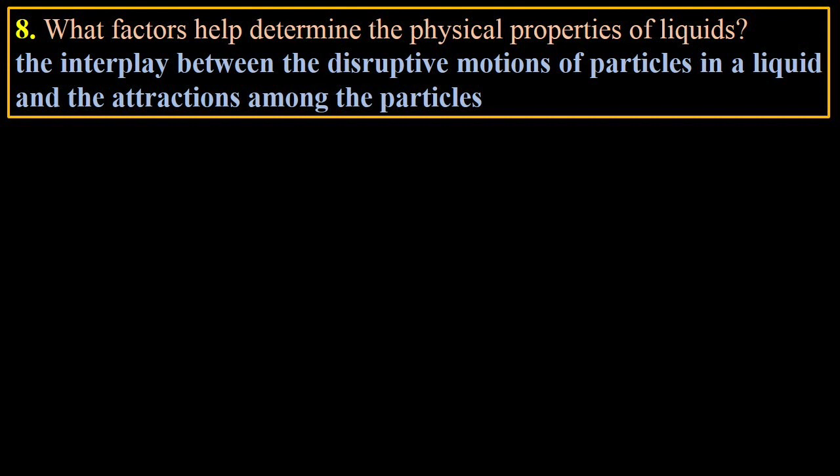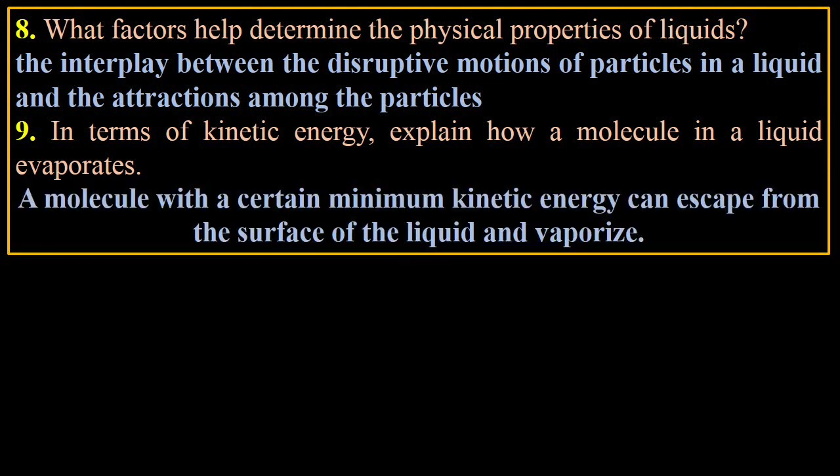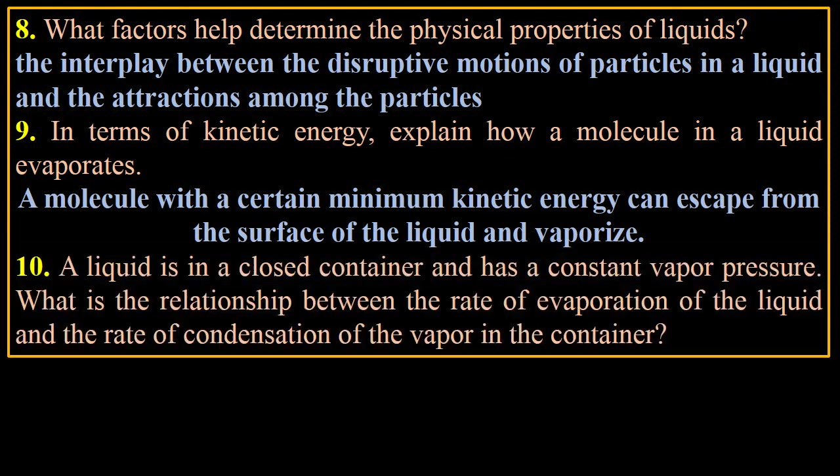The interplay between the disruptive motions of particles in a liquid and the attractions among the particles. In terms of kinetic energy, explain how a molecule in a liquid evaporates. How does it evaporate? Well, it has to gain enough energy in order to do so. A molecule with a certain minimum kinetic energy can escape from the surface of a liquid and vaporize.